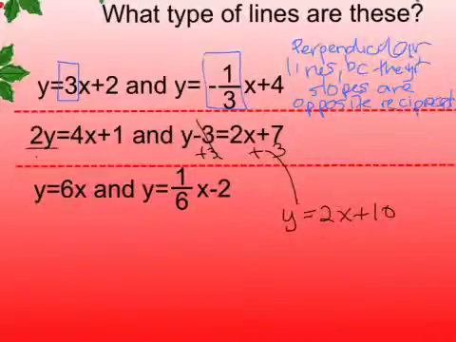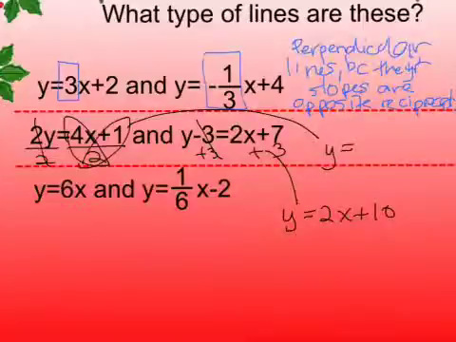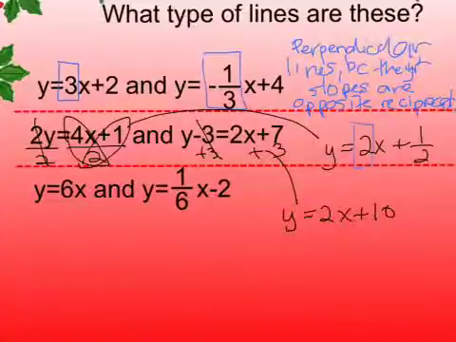In the other example, we're going to divide both sides by 2. And here we get y equals, because this cancels, divide each term by the 2. So 4 divided by 2 is 2x. 1 divided by 2 is 1/2. We can see that the slopes are equal. They're the same exact. They're both positive 2, which means the lines are parallel.